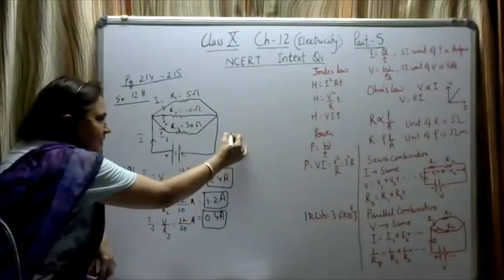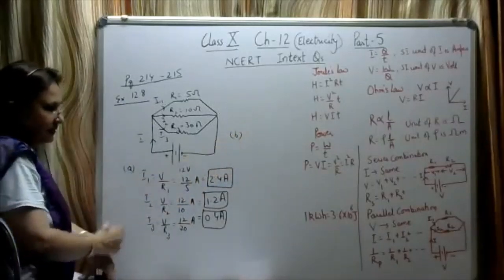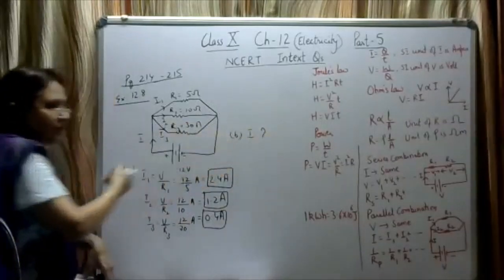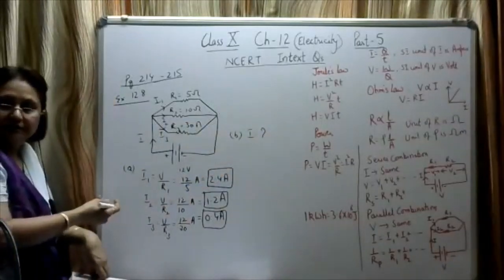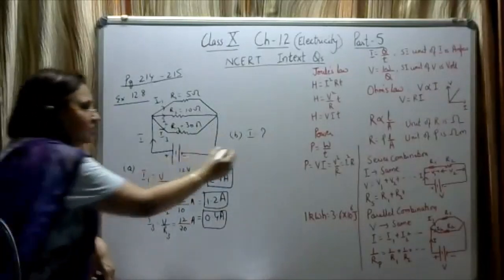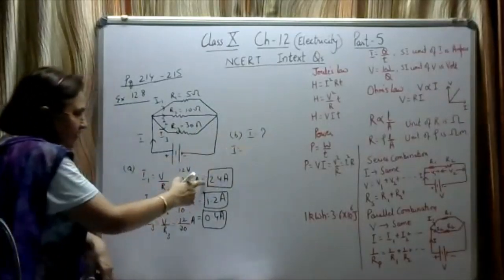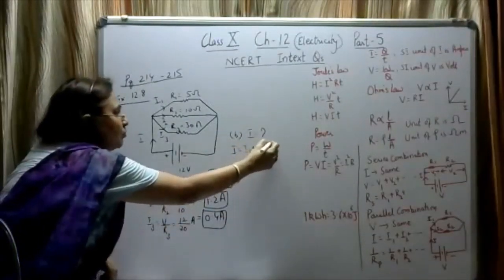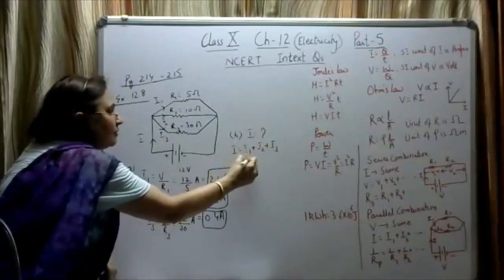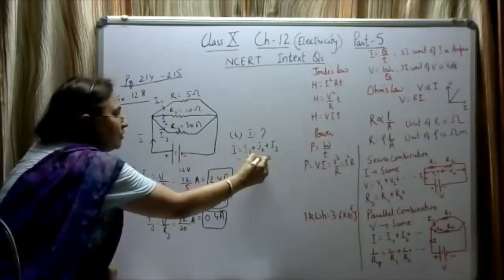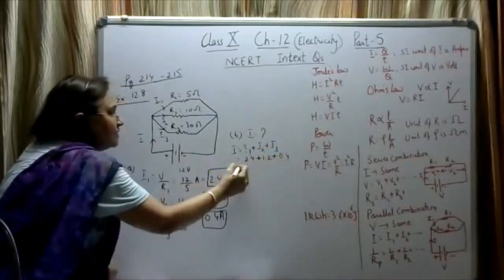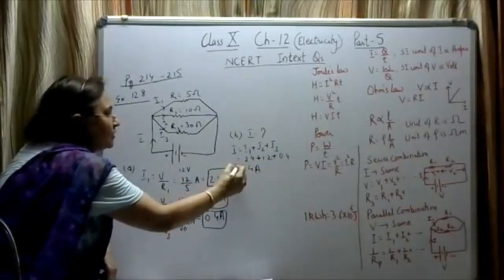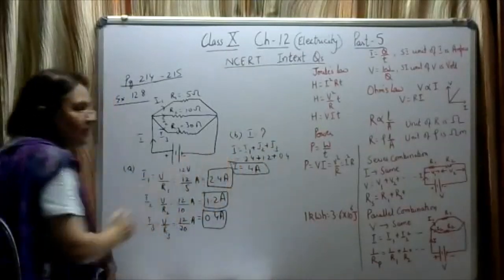Now in the B part, it is asked to find the total current in the circuit. So this I has to be determined. We know that in a parallel combination, I is equal to I1 plus I2 plus I3. So I is equal to 2.4 plus 1.2 plus 0.4 amperes. On simplifying, you get 4 amperes. So the total current in the circuit is 4 amperes.